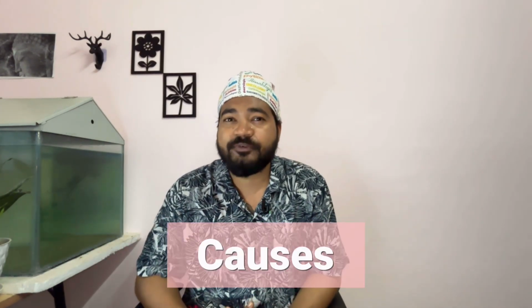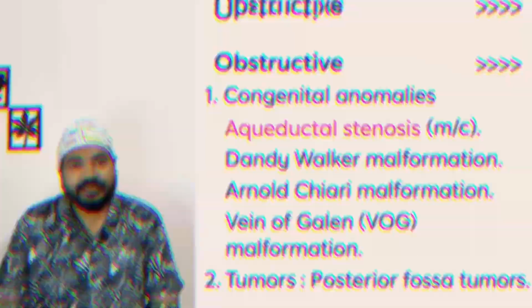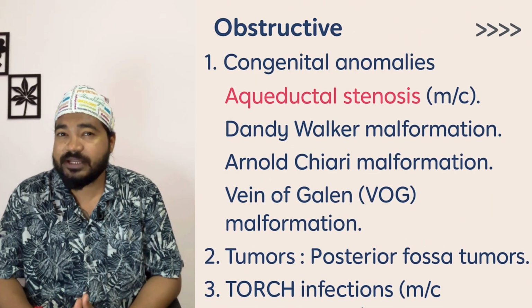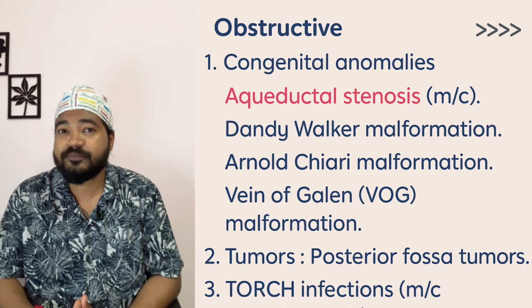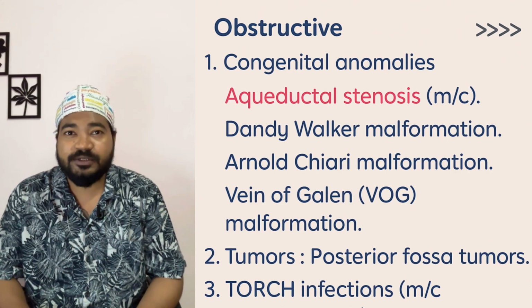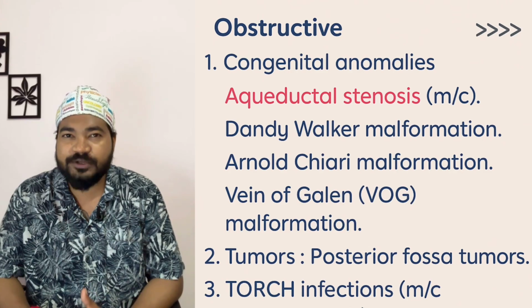Let's see the causes of hydrocephalus. It can be of two types, obstructive and non-obstructive. Let's talk about obstructive. In obstructive, first, congenital anomalies like aqueductal stenosis, Dandy-Walker syndrome. Second, tumors like posterior fossa tumors. Third, infections like toxoplasmosis, which comes under TORCH infections.